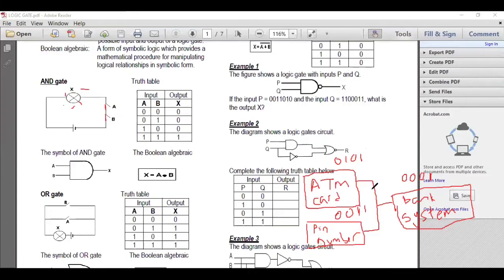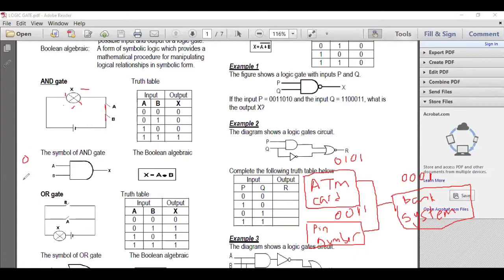Okay. So these are some of the applications. The circuit is a bit complicated, but it's just a concept only. Now, AND gate also can be expressed in mathematical terms. We call it Boolean algebra. Now x equals a dot b. A dot b means a times b. Now 0 times 0 gives you 0. 0 times 1 gives you 0. 1 times 0 gives you 0. 1 times 1 gives you 1.